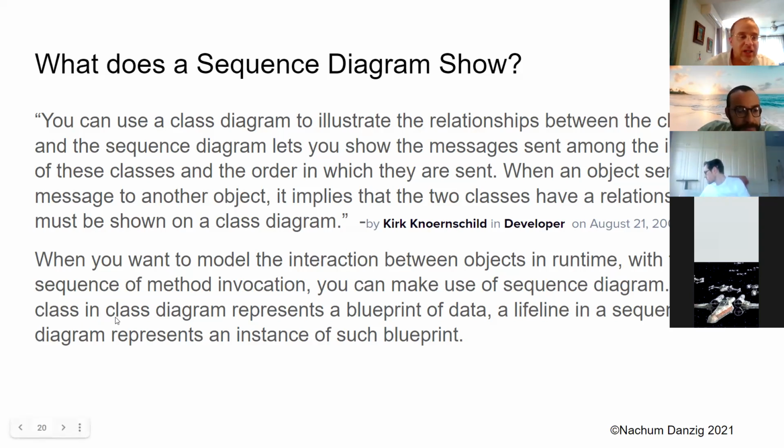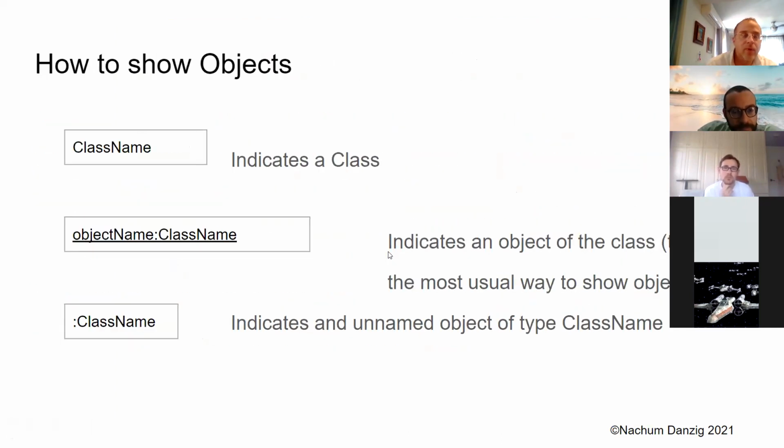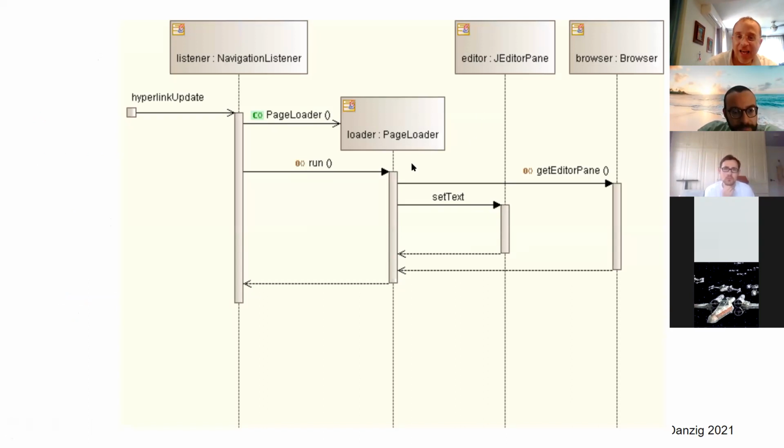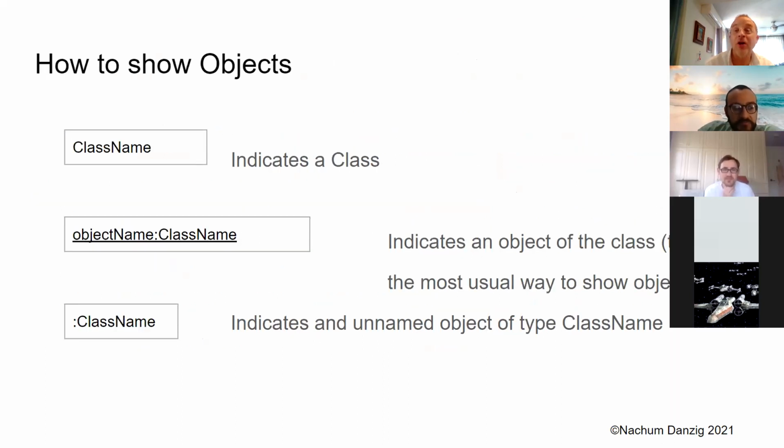While a class in a class diagram represents a blueprint of data, a lifeline in a sequence diagram represents the instance of such a blueprint. In other words, this instance exists for this time, and it may be finished, it may be killed, it may be deleted at this point. It's no longer alive. We're showing a life, this is called a lifeline. Literally a lifeline, a line that shows the life, as opposed to a normal lifeline, like when you fall off a boat and they throw you a lifeline, or when you're underwater and they have a tube that gives you air.